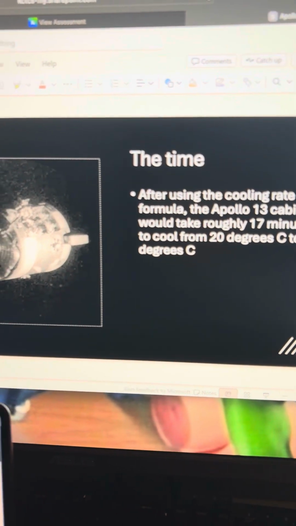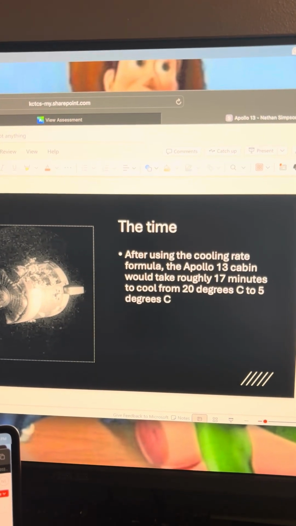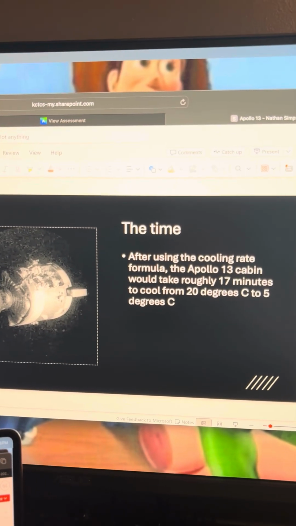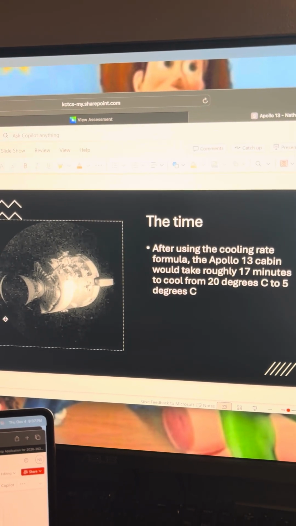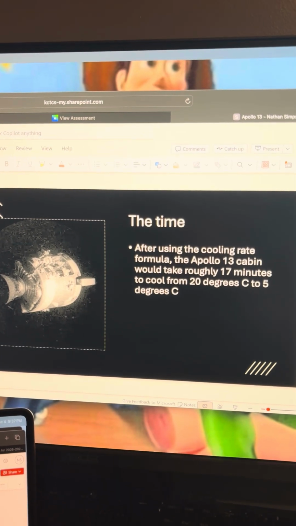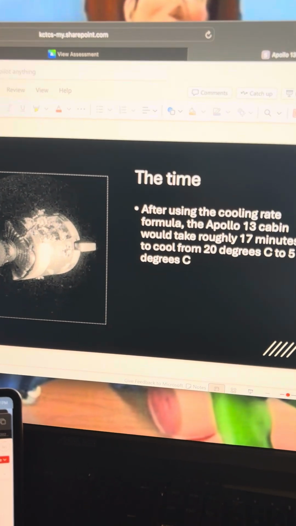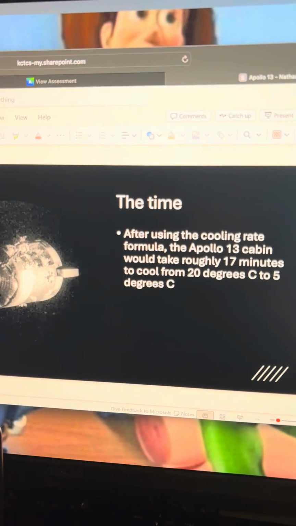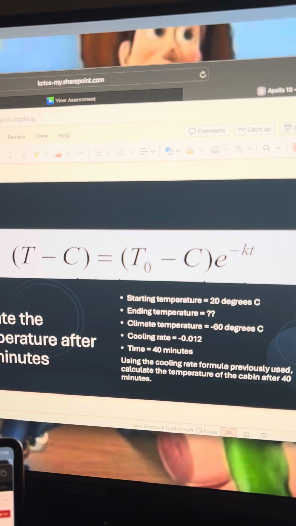So the time: after using the cooling rate formula, the Apollo 13 cabin would take roughly 17 minutes to cool from 20 degrees Celsius to 5 degrees Celsius. So that's the end of our first equation, or problem. And on to part 2.